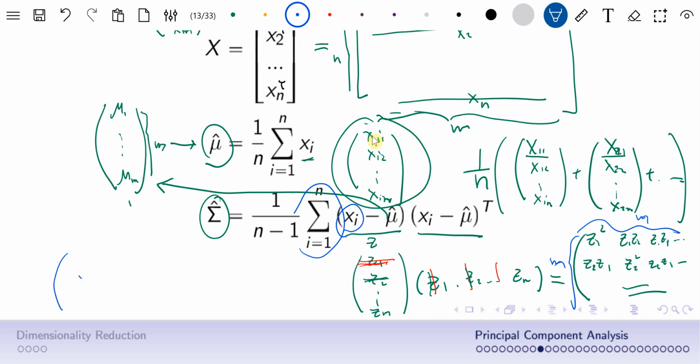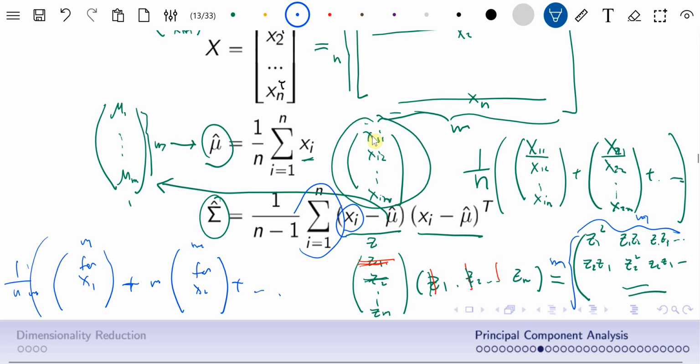So basically, you add up the one for x1, you get an m by m matrix, and then you add up another m by m matrix for x2, and you add all of them up, and then you divide it by n after that. So some people divide it by n, some people divide it by n minus 1. So I think dividing by n means it's the maximum likelihood estimation.